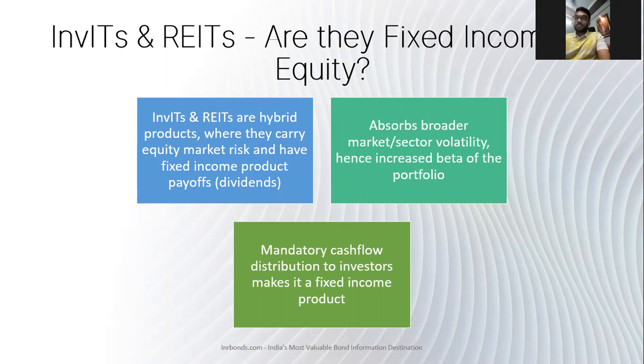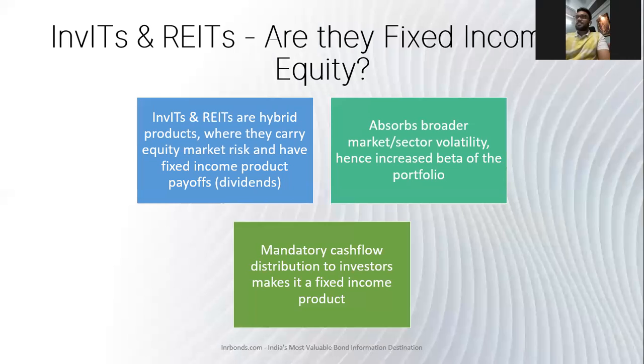We call it a hybrid product because it has a defined payout, just like how bonds have frequent interest payments. They do have dividend payments, but they also carry the equity risk, the market risk. So whenever you add a REIT or InvIT, you're adding a beta to your portfolio, the market risk, the systematic risk. So you have to understand whatever the market sentiment or the broader market volatility, they do carry. Your portfolio, as I said, would also be absorbing the market volatility.